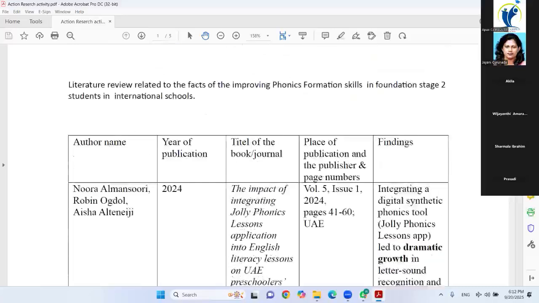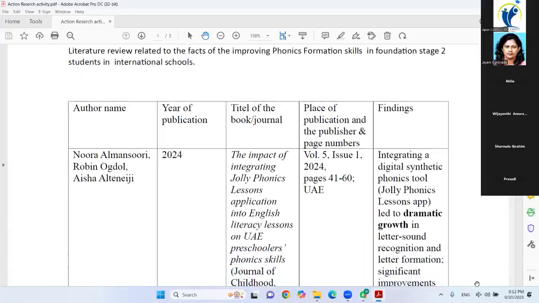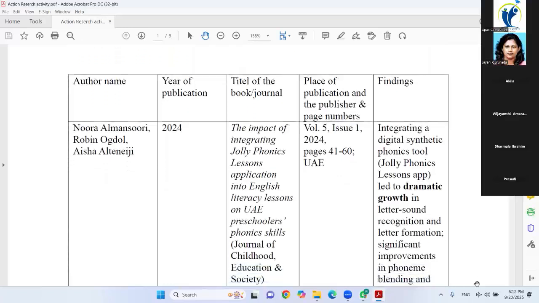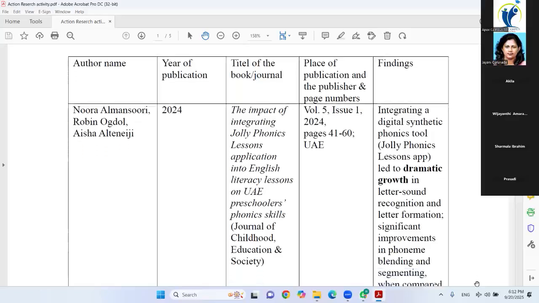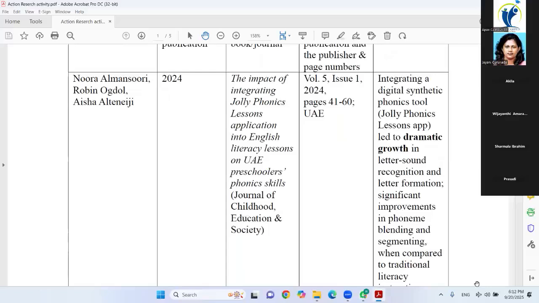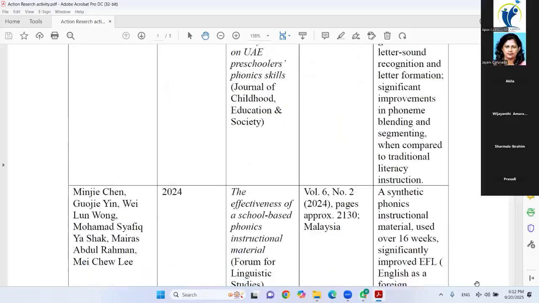Yes, madam. My problem is improving phonics formation skills of foundation stage 2 students in international schools. So, findings, the first one: integrating digital synthetic phonics tools, Jollyphonics lessons, led to dramatic growth in letter sound recognition and letter formation, significant improvements in phoneme blending and segmenting when compared to traditional literacy instruction.